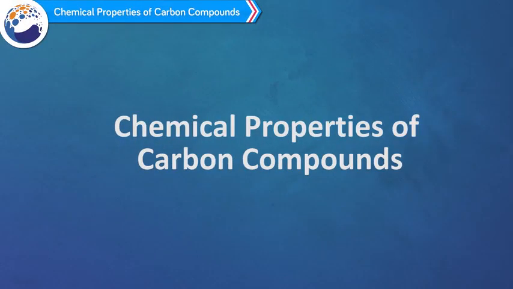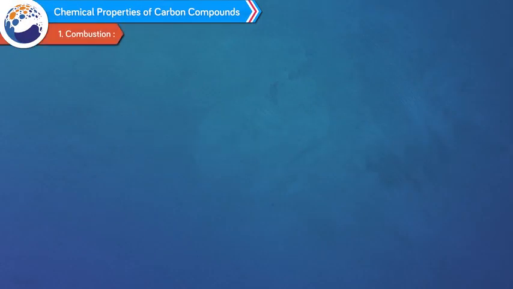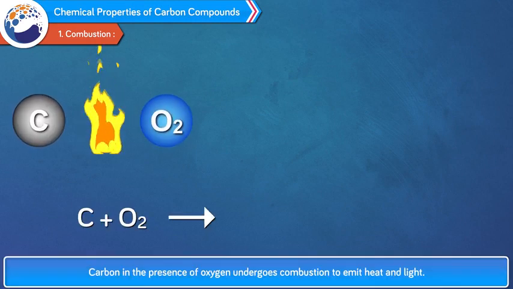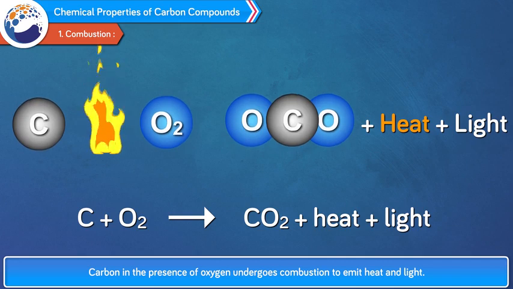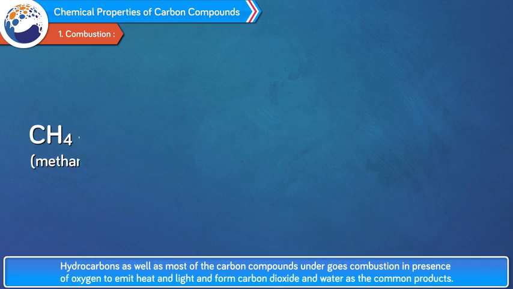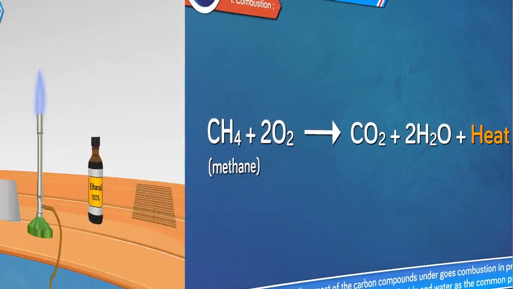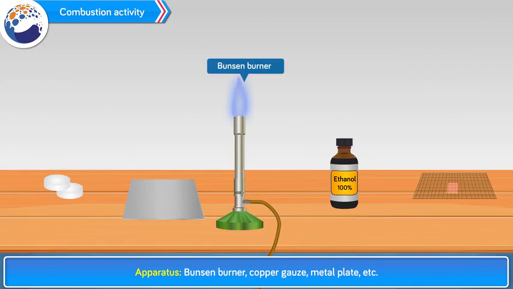Chemical properties of carbon compounds. 1. Combustion. Carbon in the presence of oxygen undergoes combustion to emit heat and light. Hydrocarbons as well as most carbon compounds undergo combustion in the presence of oxygen to emit heat and light and form carbon dioxide and water as the common products. Apparatus: Bunsen burner, copper gauze, metal plate, etc.